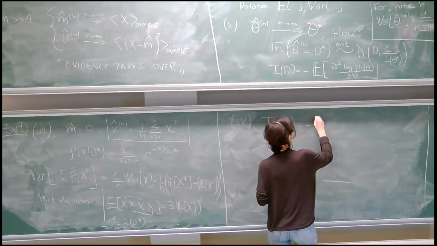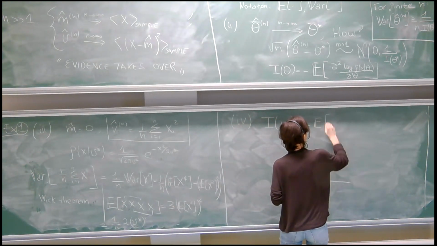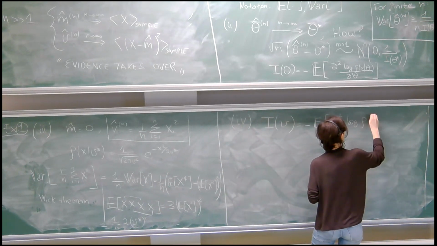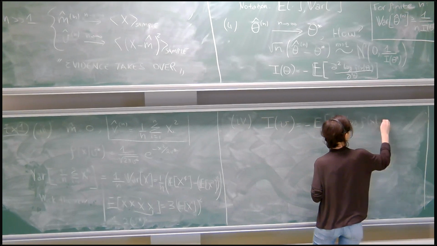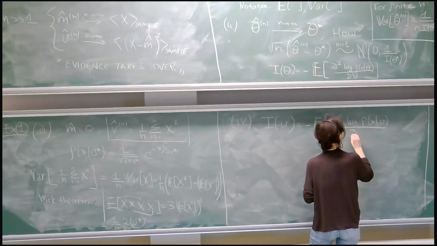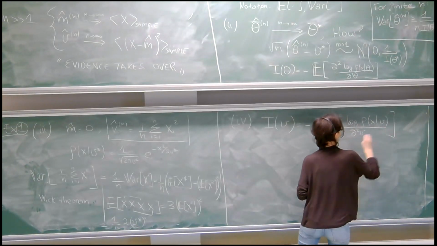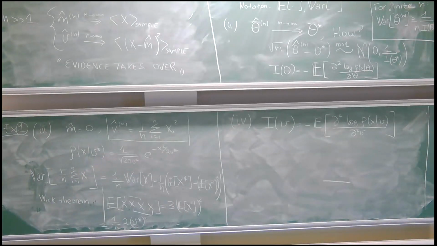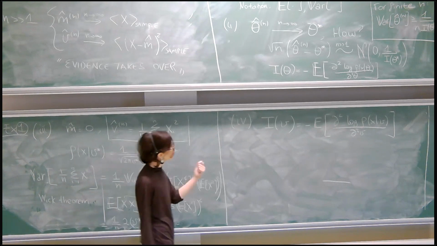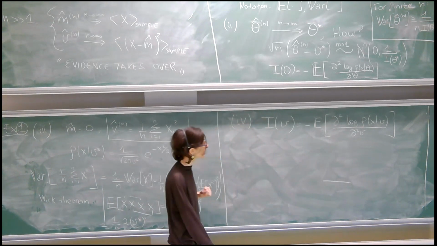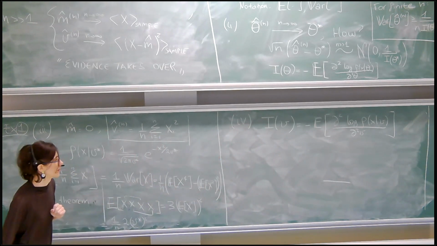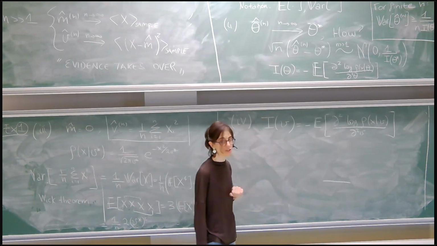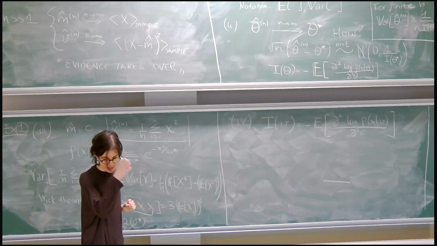That is, as I said, minus the expectation value of the second derivative of the log of rho of x given p, derived over v. Okay. So before we do this computation, there is a question in the exercise, which is, let's try to give an interpretation to this Fisher information.